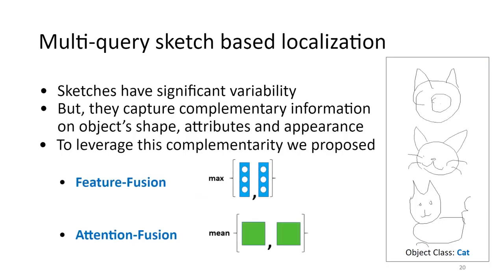In this work, we propose feature fusion and attention fusion to leverage this complementarity. In feature fusion, we take multiple global representations of different sketch queries and do the max operation at each of the indices of the sketch feature vectors to get the final representation, and then use it to generate the attention matrix. In attention fusion, we generate the attention matrices corresponding to different sketch queries and take the average attention matrix as the final compatibility matrix between the target image and the multiple sketch queries.